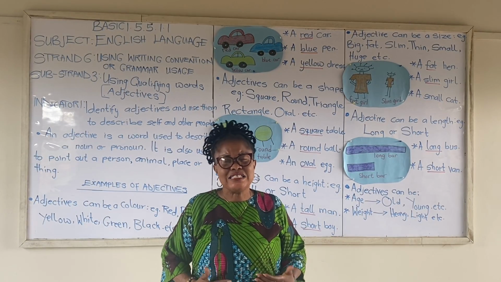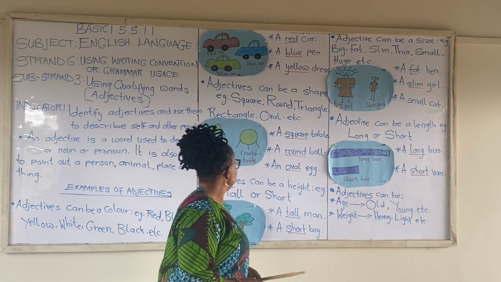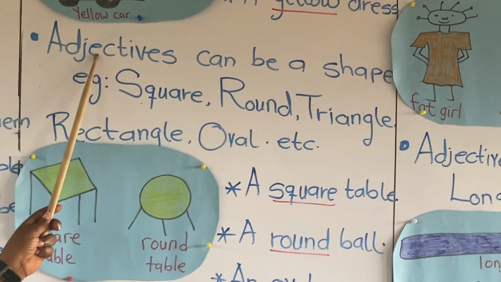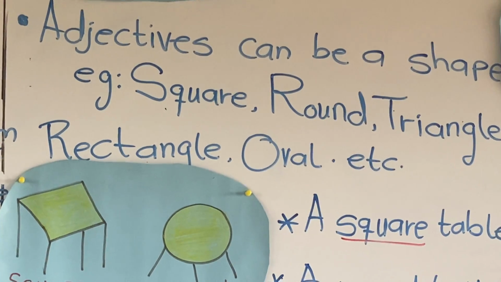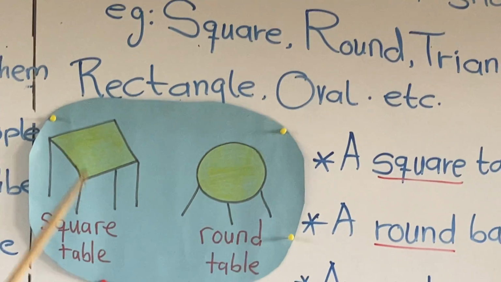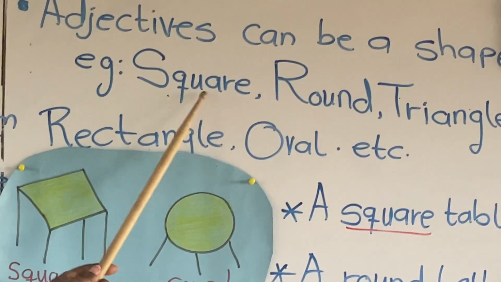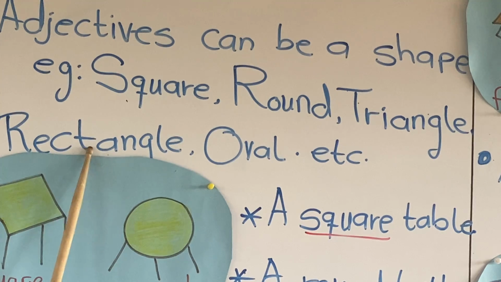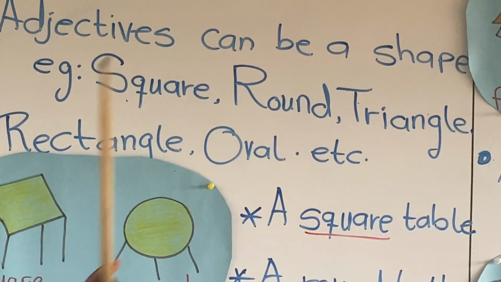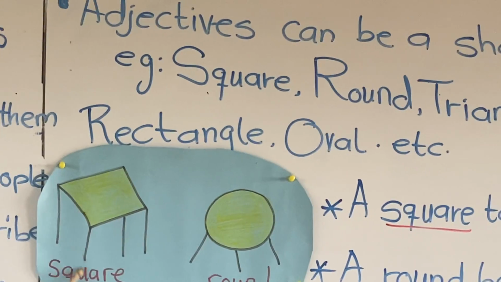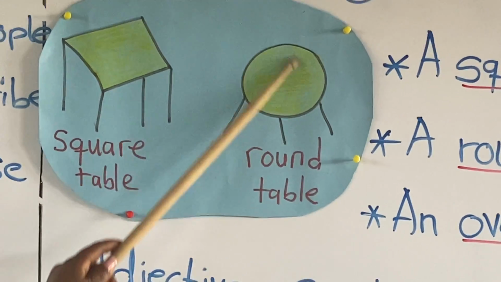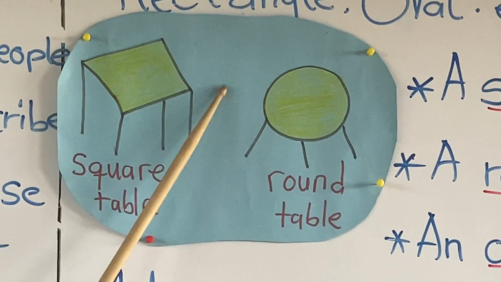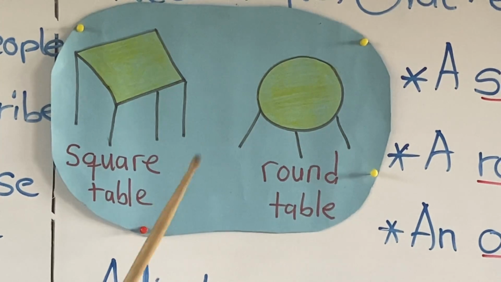Let's look at other types of adjectives. Adjectives can be a shape. Examples of shapes are square, round, triangle, rectangle, oval, etc. Now let's look at this diagram. We have 2 tables here. One is a square table, one is a round table.